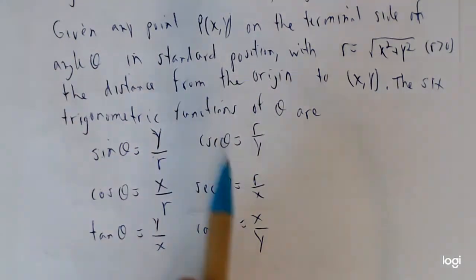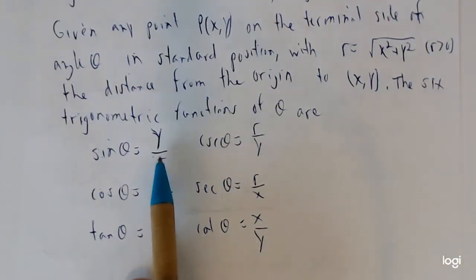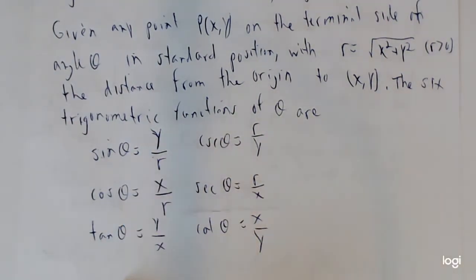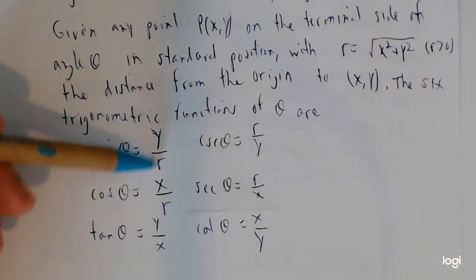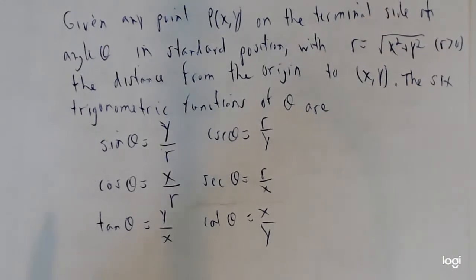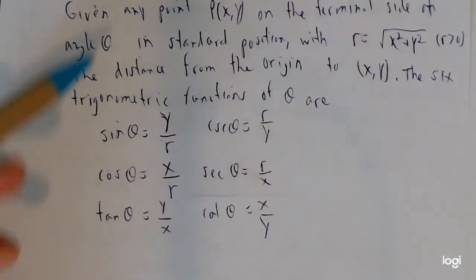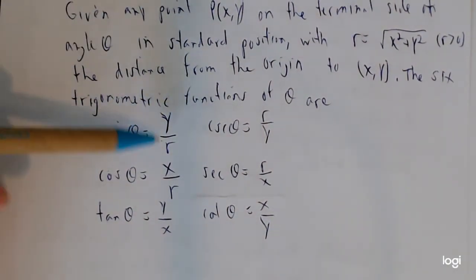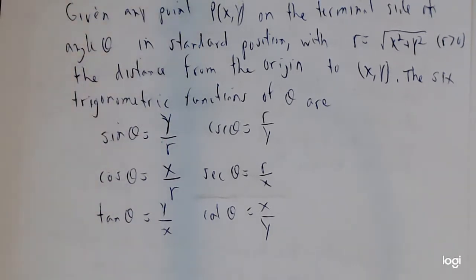So let's make sense of where this y over r, x over r, y over x, and all these are coming from. And cosecant, secant, and cotangent, they're literally the reciprocals of sine, cosine, and tangent. What does that mean? The y and the r have been flipped here. That's all they are. So let's make sense of this, because you definitely want to remember sine as y over r rather than opposite over hypotenuse for the most part.